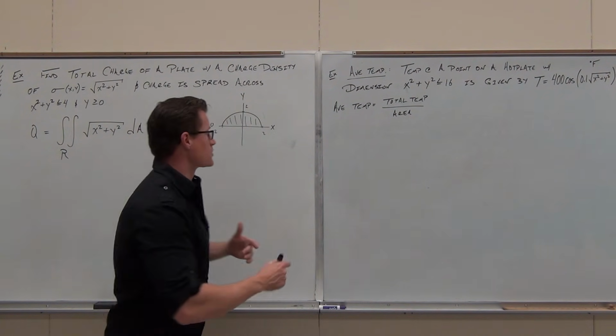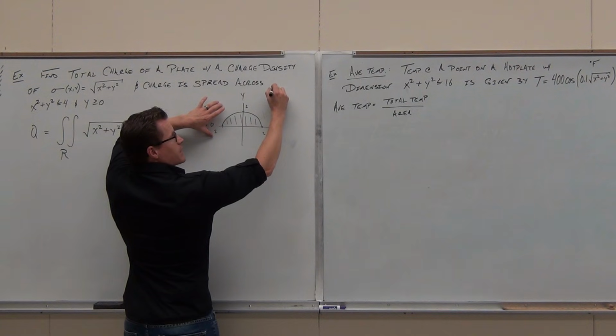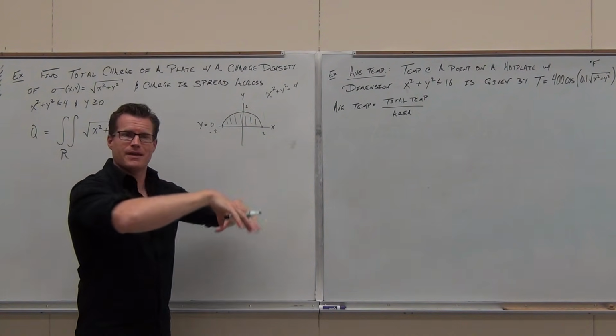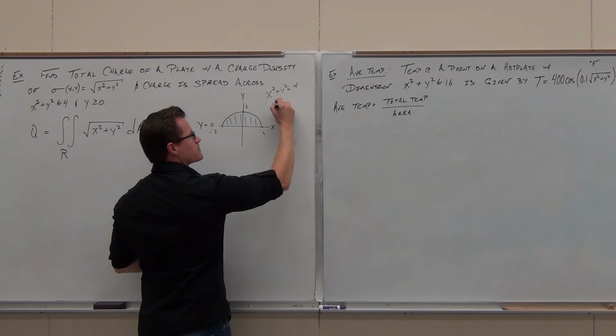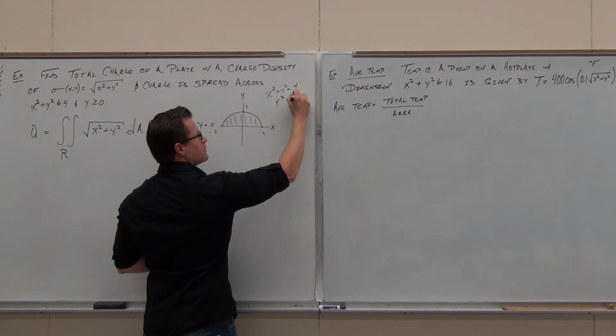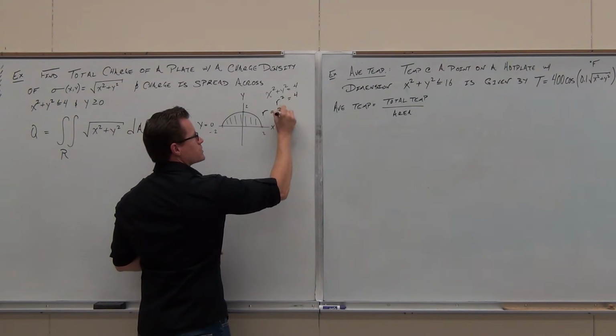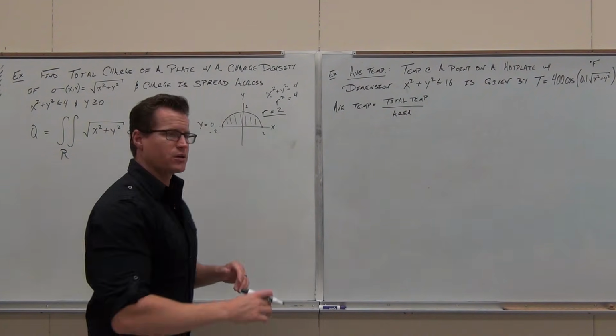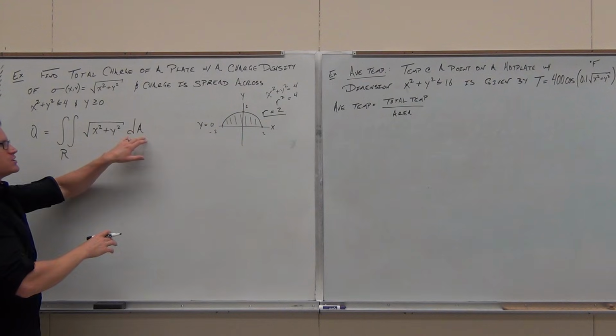Let's redefine this in terms of polar. If this gave us x squared plus y squared equals 4, then I can redefine that in terms of polar. What's it going to be redefined as? r equals 2. That's so much nicer. So we want to go across this region. Well, we're going to start changing this.